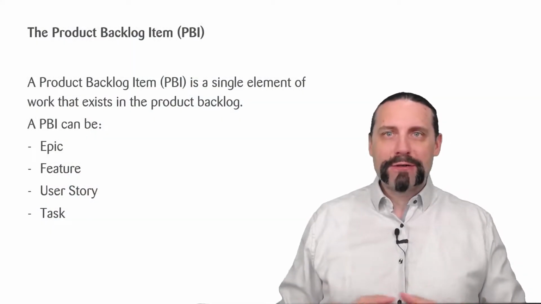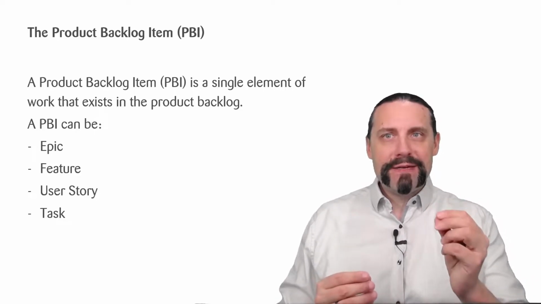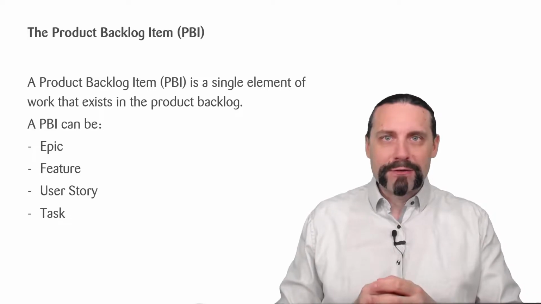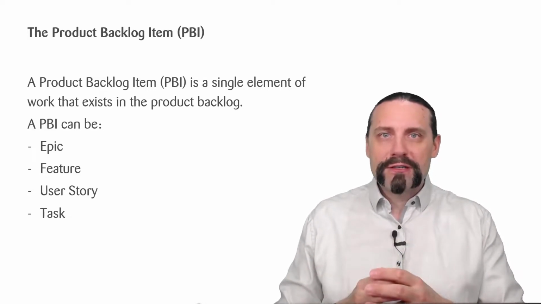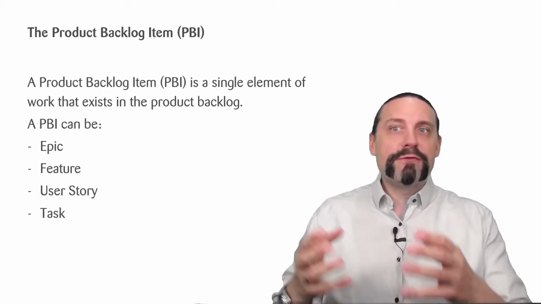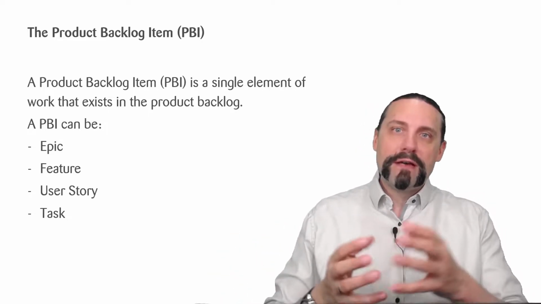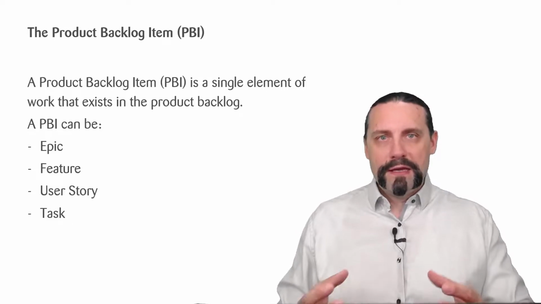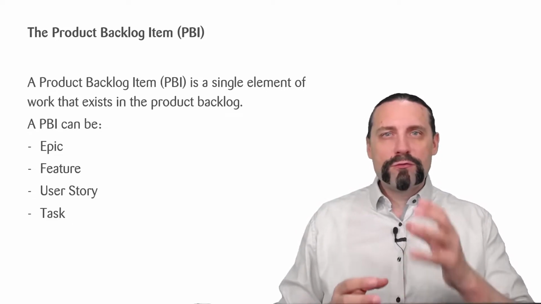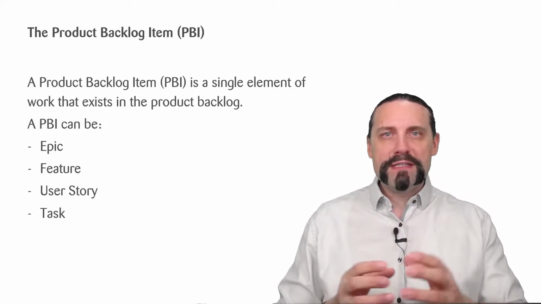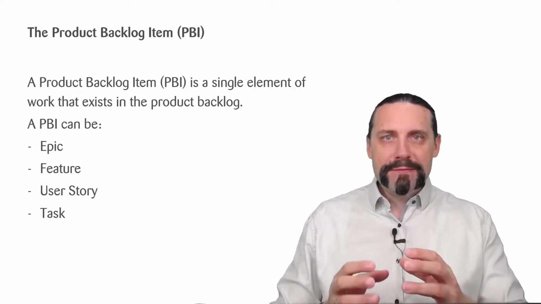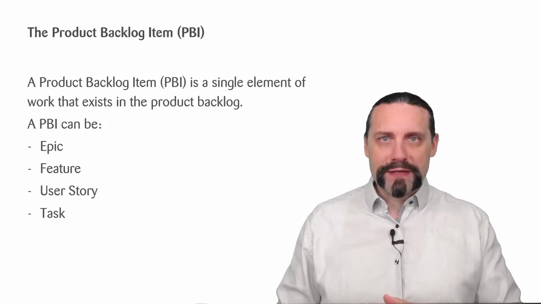A product backlog item is a single element of work that exists on the product backlog. Such a product backlog item can be, for example, an epic, a feature, a user story, or a task. In my next videos, we will go through each one of these product backlog item types and we will have a deeper discussion on each one of them.